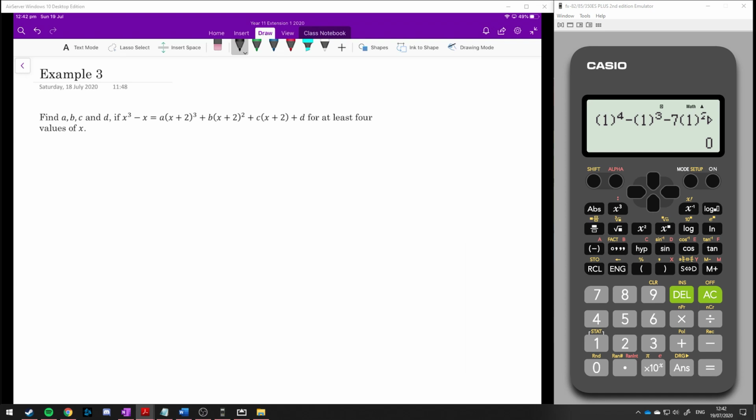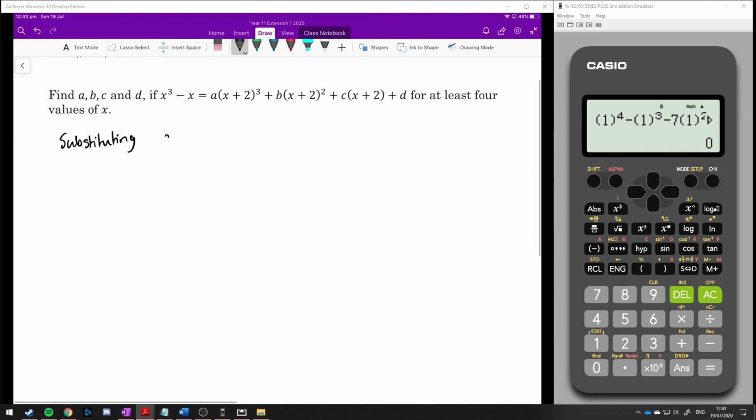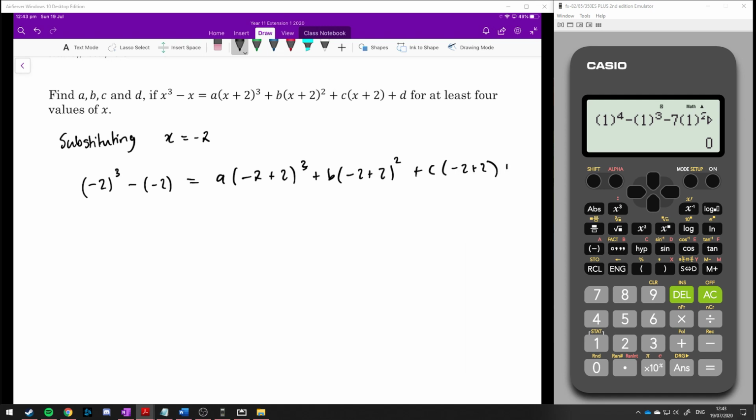So, what we're going to do is start off by substituting in minus 2, because that's going to produce a value for d for us. Let's write: substituting x is equal to minus 2, we get minus 2 cubed minus 2 is equal to a lots of minus 2 plus 2, so 0 in other words, plus b lots of minus 2 plus 2, or 0, plus c lots of minus 2 plus 2, or 0, plus d.